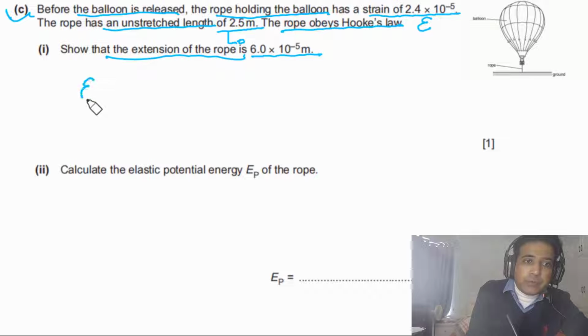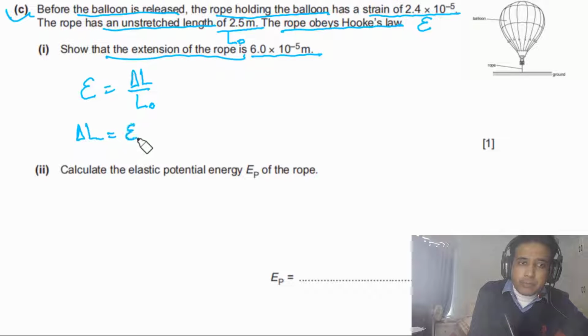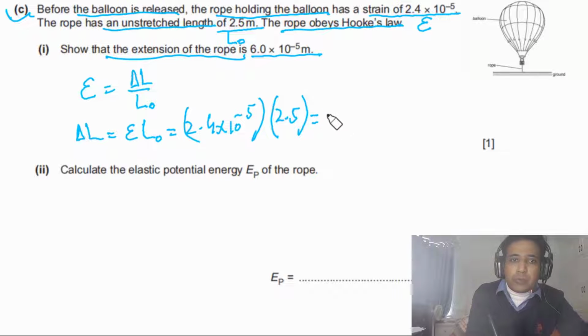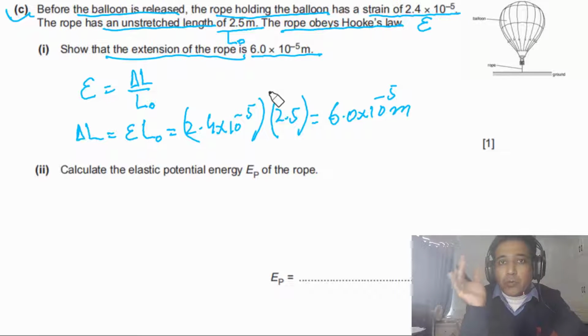So simply we need to understand strain. This is equal to delta L by L naught. For this question, we need to find delta L. So delta L simply will be equal to epsilon times L naught, where epsilon represents strain. The value of strain we have is 2.4 times 10 to minus 5. Strain has no units, and L naught is 2.5. If we solve this, we will get 6.0 times 10 to minus 5 meters. So this is the value of extension.